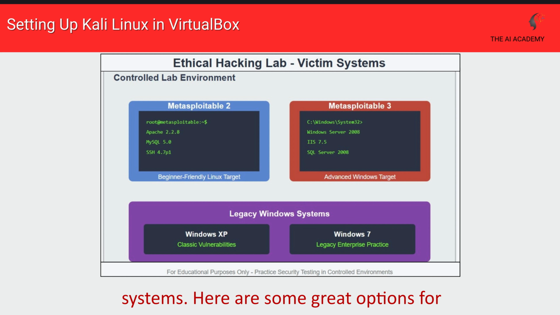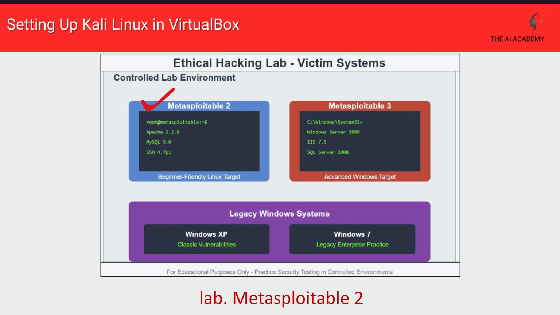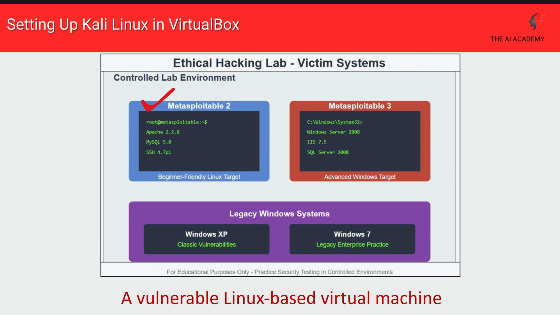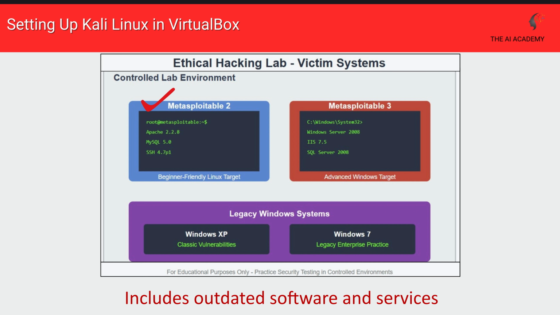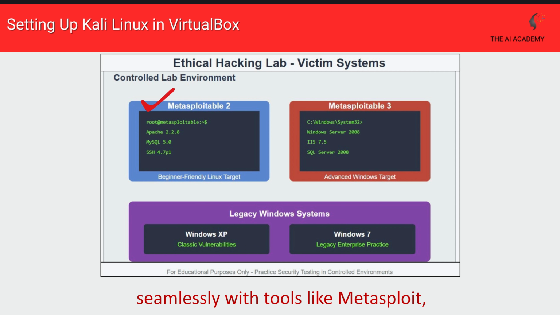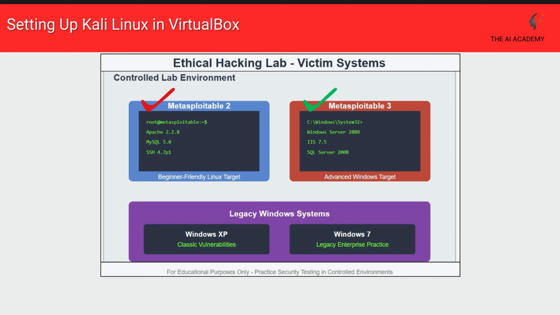Examples of victim systems. Here are some great options for victim machines that you can use in your lab. Metasploitable 2: a vulnerable Linux-based virtual machine specifically designed for testing and training. Features: includes outdated software and services with known vulnerabilities. Works seamlessly with tools like Metasploit, Nmap, and Wireshark. Best for beginners learning the basics of penetration testing.